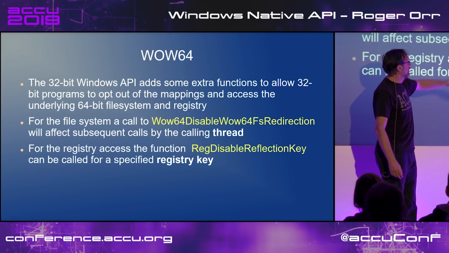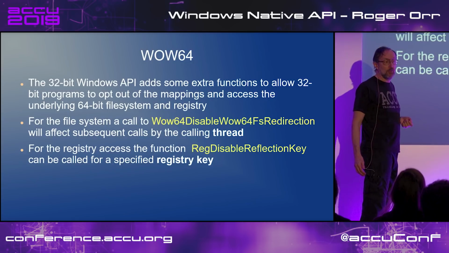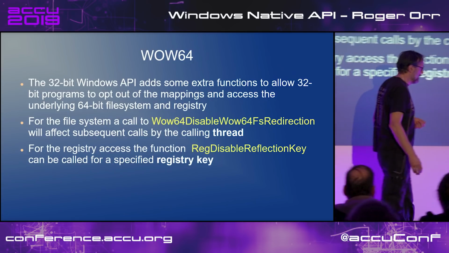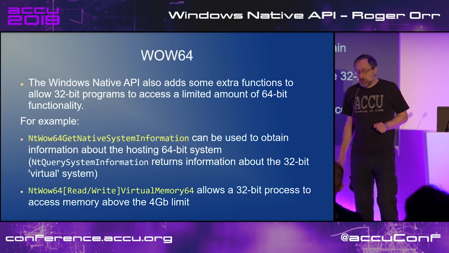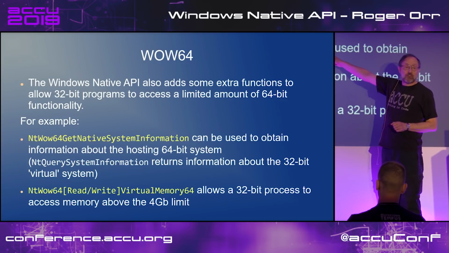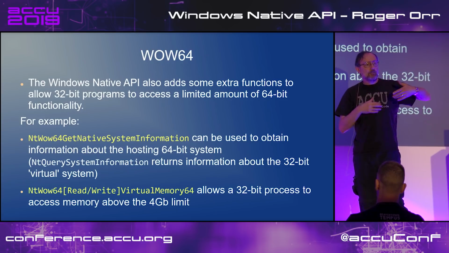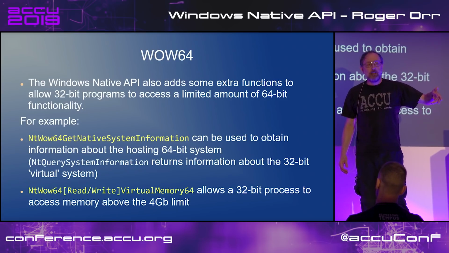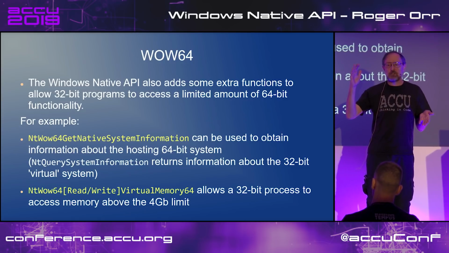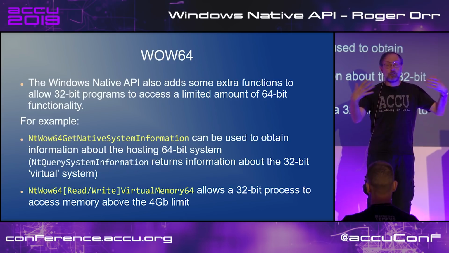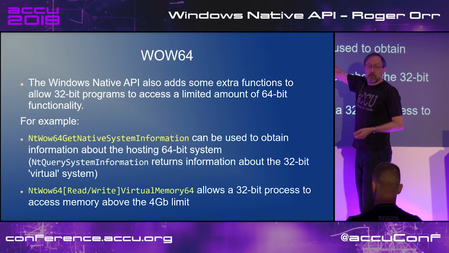Similarly, there's a RegDisableReflectionKey call that lets you turn off the reflection on the registry. And there are a couple of other APIs that are occasionally useful. You can, for example, query the native system information. Because I'm running in 32-bit land, when I call the NtGetSystemInformation call, it gives me information about my virtual 32-bit land, like what's the highest virtual address I can have. I might want to know what's going on under the covers in the real 64-bit OS, and so that API can get me that.